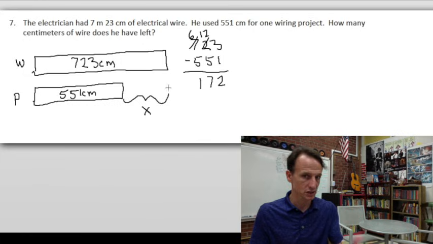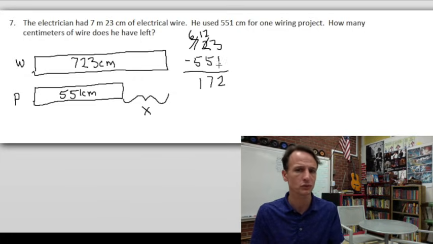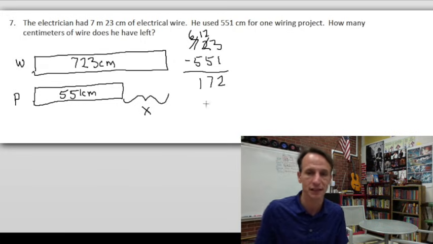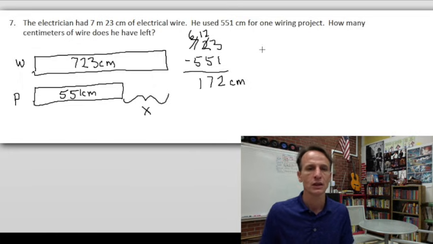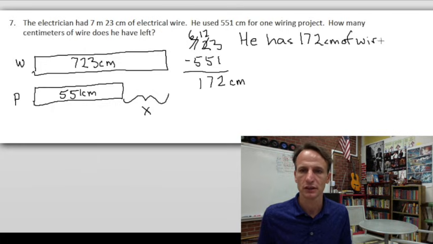This would be 600 plus 200 is 800 and 700, so our answer is reasonable. That's close enough. 723 is close enough to an estimate of 800. It makes sense. And what's our unit on this? Yes, we're talking about centimeters. So the electrician, we'll just say he, because it does identify him as male, he has 172 centimeters of wire left.